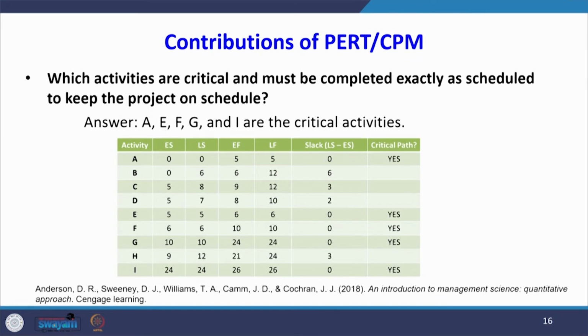So, what do we have to look at from this table? We have to look at wherever there is a 0 slack. The corresponding activities are called critical activities, that should not be delayed at all. So, what answer do we have? A, E, F, G, I.